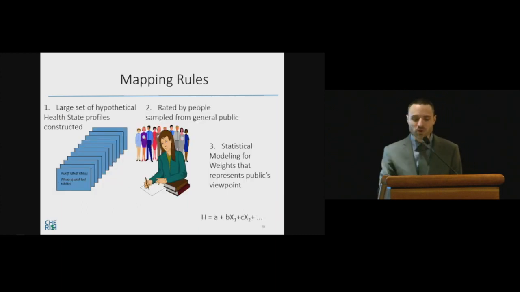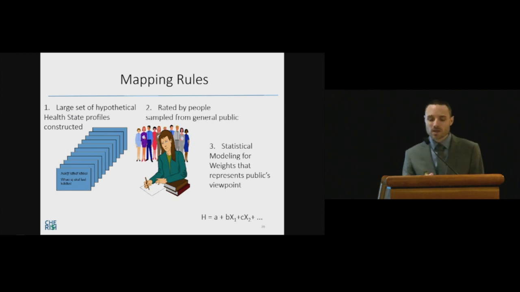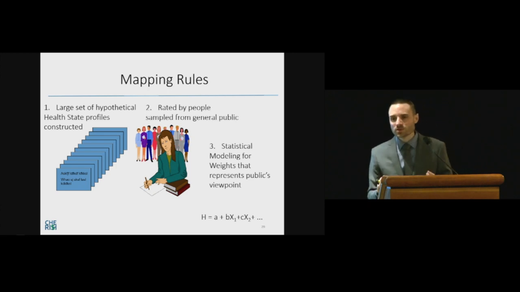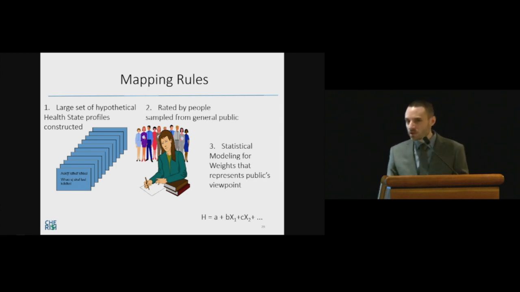Okay, so what are the mapping rules? Well, as we discussed, we're going to use one of these instruments, and we're going to end up with this large set of hypothetical health states, or these different profiles that we've constructed. So then what do we do? Generally, we have people from the general public rate it. We'll give them a vignette, they'll watch something, and we'll explain this particular health state to them, and then we'll give them the standard gamble question, and we'll have them rate it.